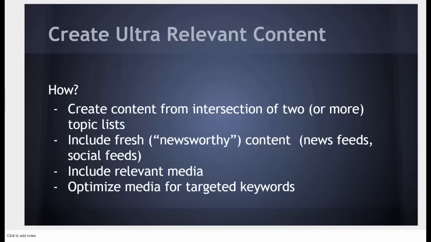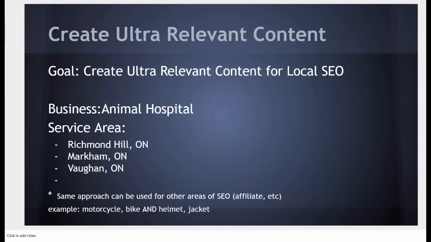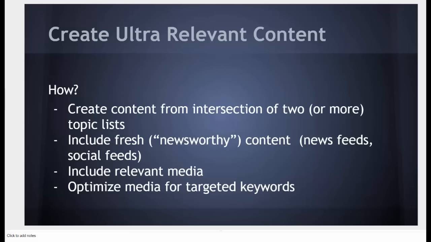And these are the steps for how exactly we're going to do this. We're going to create content from the intersection of two, or in some cases more, content topic lists. Let's say, going back to the requirements, the first topic list will be animal hospital, veterinary clinic, animal clinic, and all relevant keywords. And the second list will be service area: Richmond Hill, Ontario, Markham, Ontario, and Vaughan, Ontario.